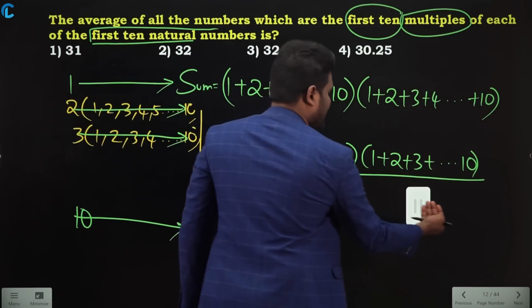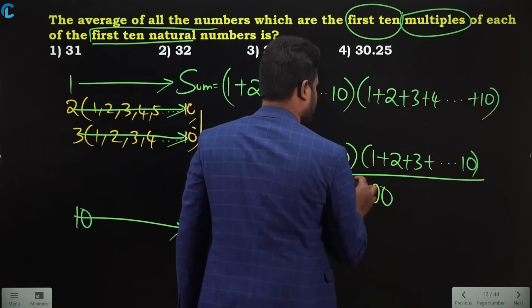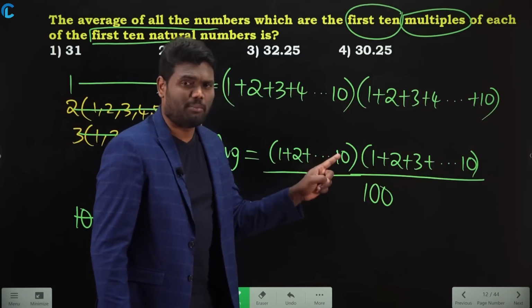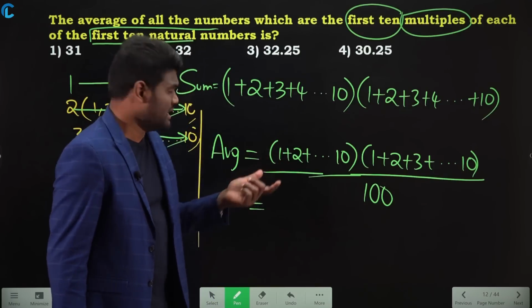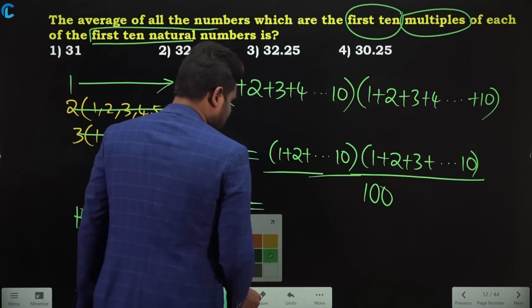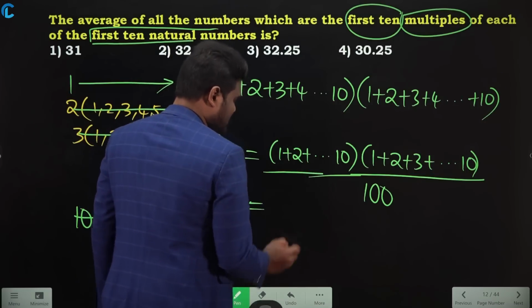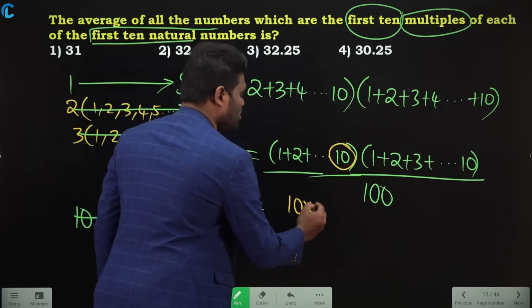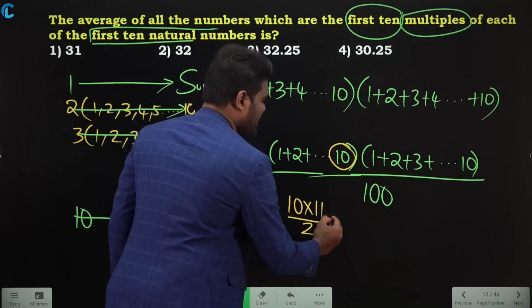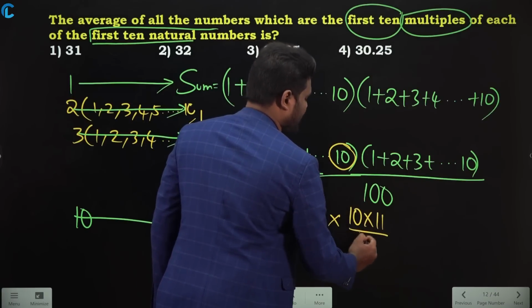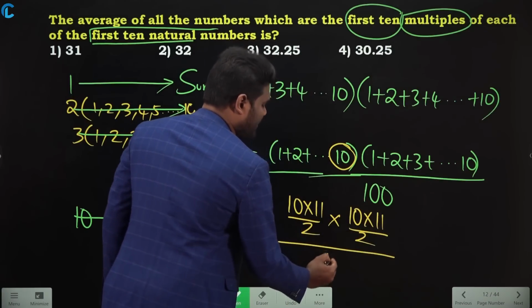Yes or no? So 10 into 10, this is going to be 100. Now if you observe here, the sum of n natural numbers formula is n into n plus 1 by 2. Here the highest number is nothing but 10. So n into n plus 1 by 2 means 10 into 11 by 2. Similarly, this one also is 10 into 11 by 2, divided by 100.